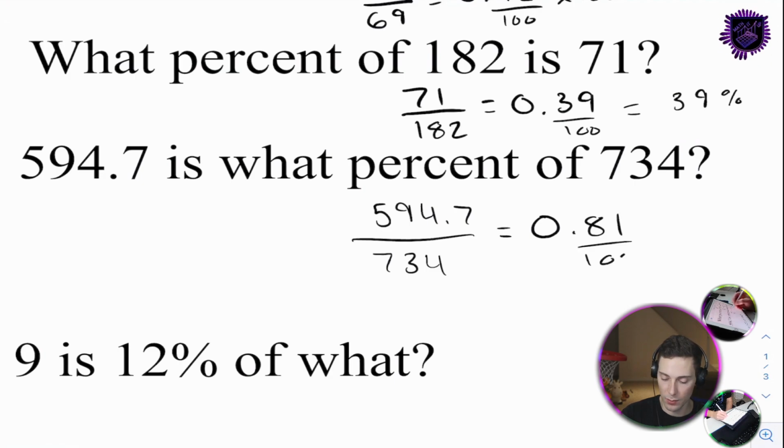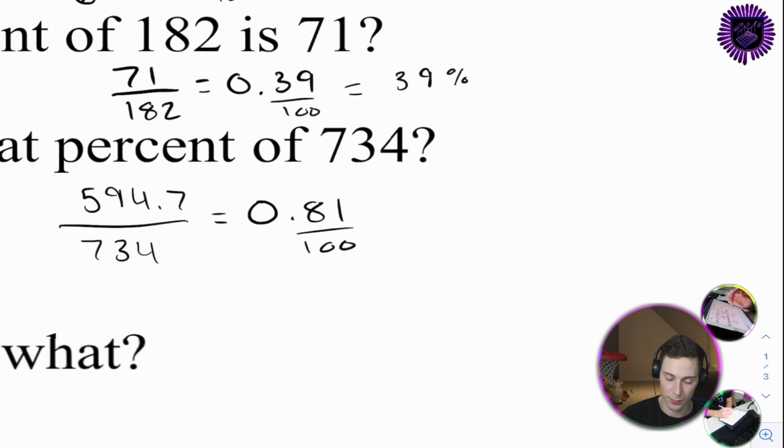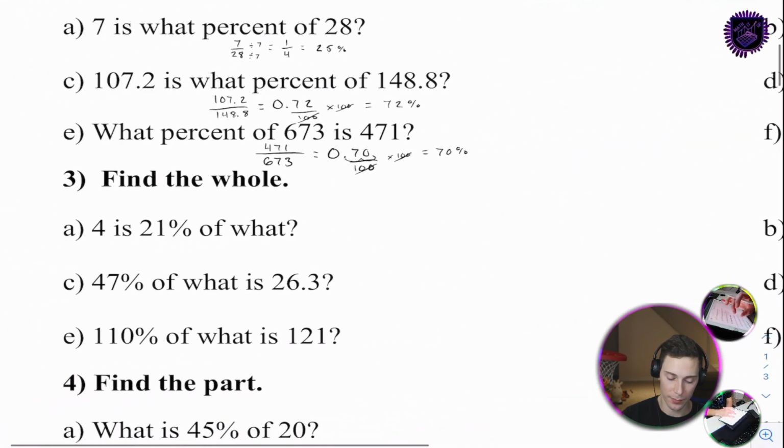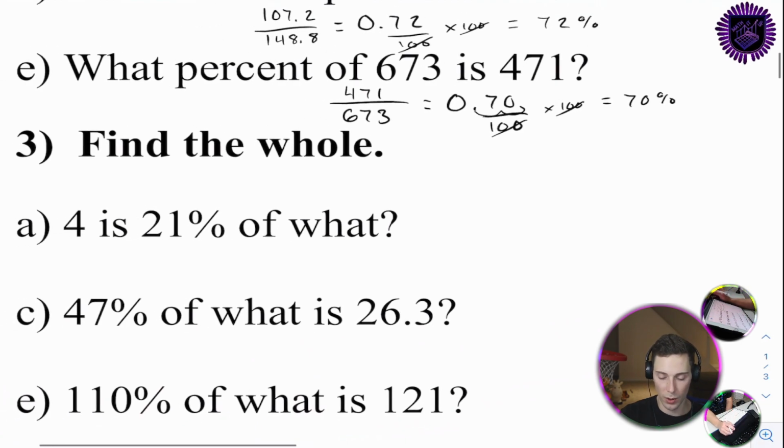0.81. We can multiply that by 100, and it's going to get rid of our hundreds. 81 over 100, which is equal to 81%. 81 out of 100.